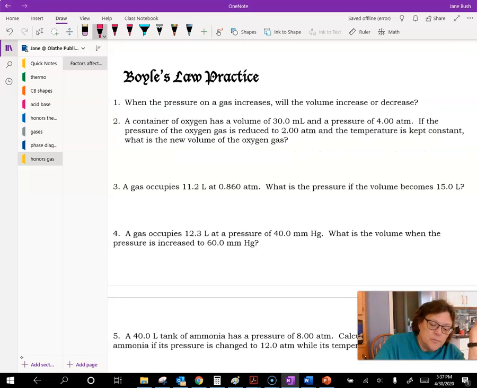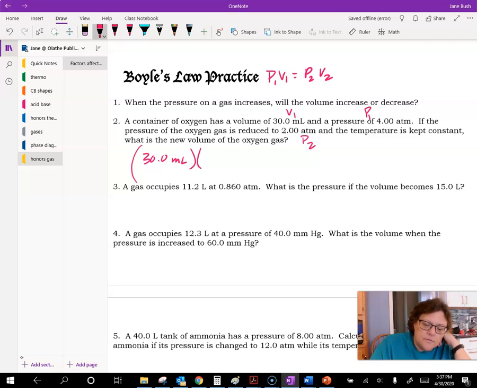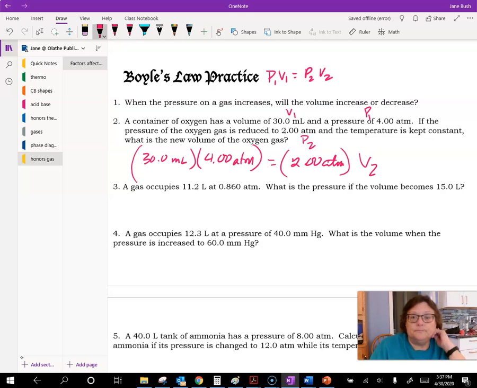So let's go on to Boyle's practice. Boyle's law is P1V1 equals P2V2. So you just have to go through and solve. Now, this is a case where you don't have to change milliliters to liters. All right, so here we have V1, P1, the pressure P2, and we're going to solve for V2. So you just plug it in. There's V1, P1 equals P2, and solve for V2.